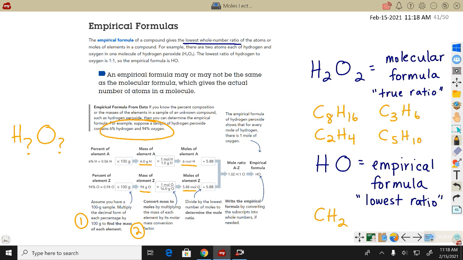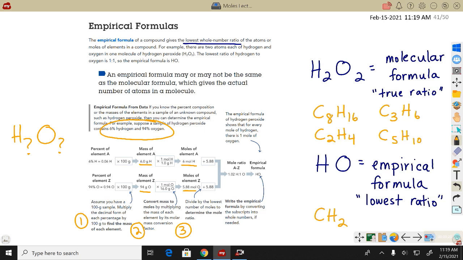But if you're not sure, you're like, oh gosh, it's not exactly a whole number ratio, or maybe you just get some really wacky numbers of moles and you've got no clue what this ratio would be. In comes step 3. Try dividing each by the smaller number of moles. Here the smaller moles would be the 5.88. Divide both of them by 5.88, whatever one is smaller. And that should give us our simplest whole number ratio.